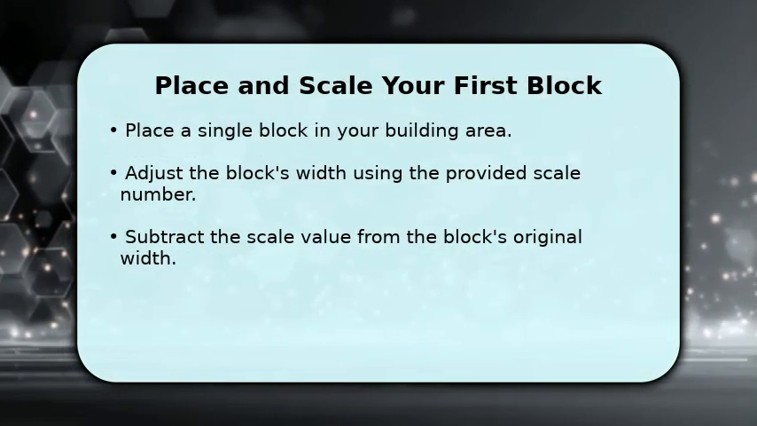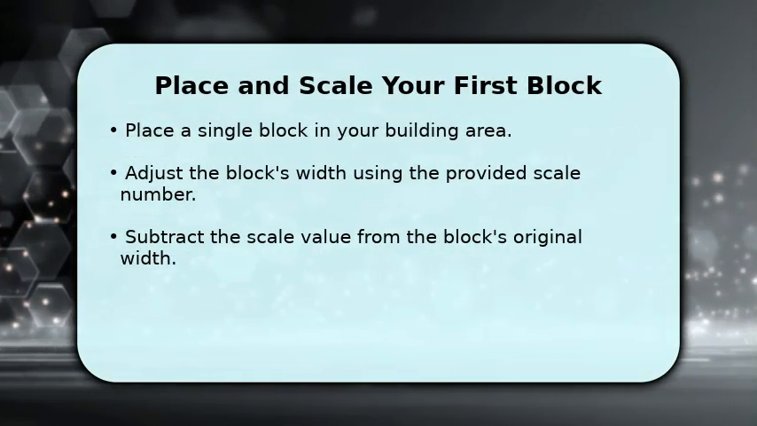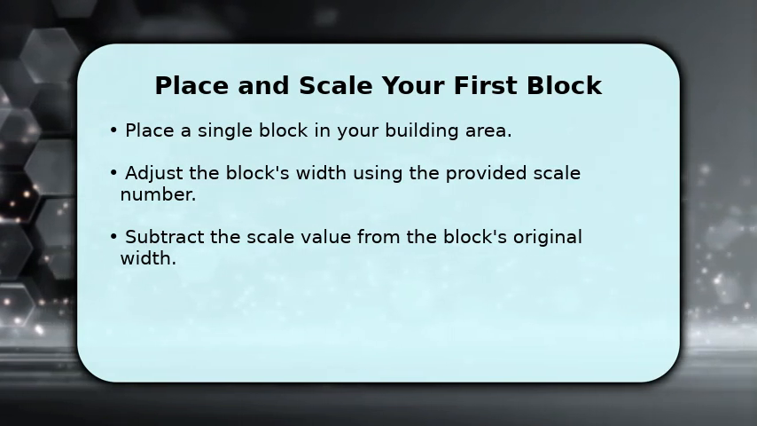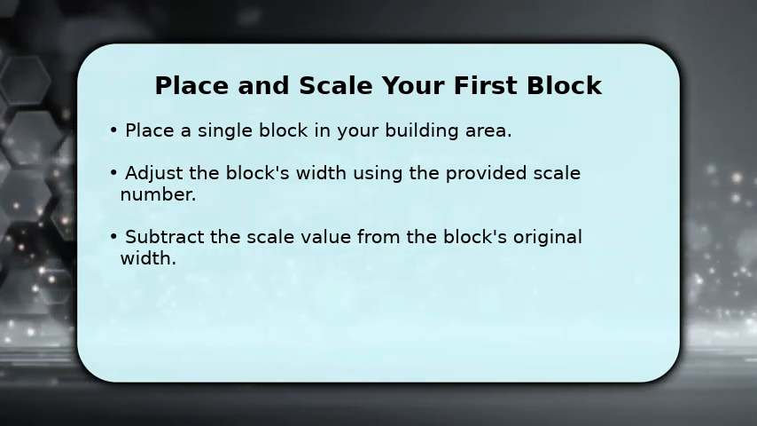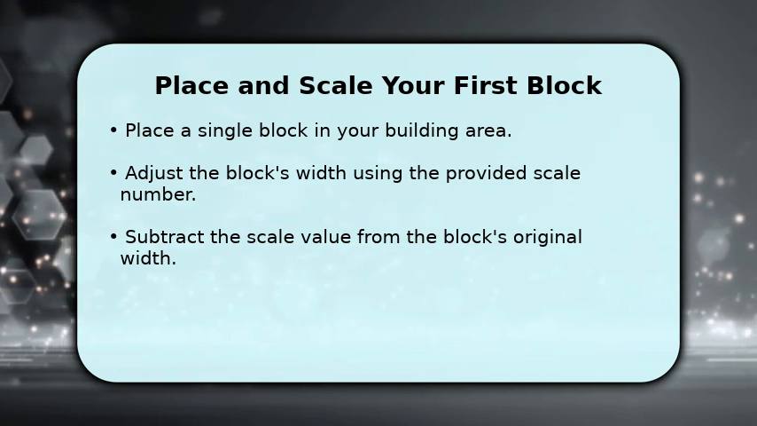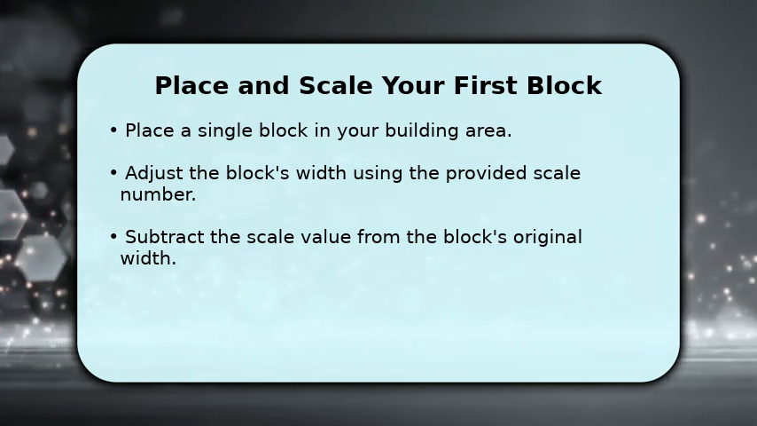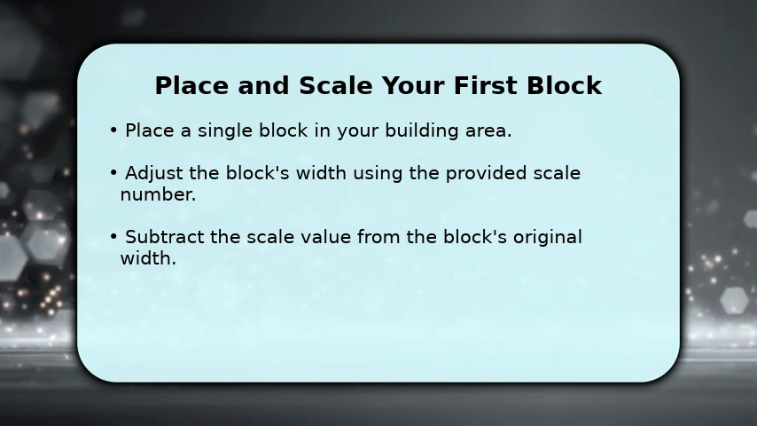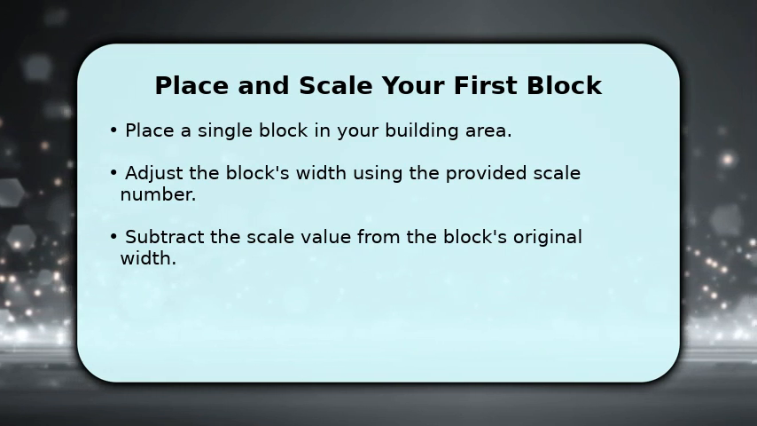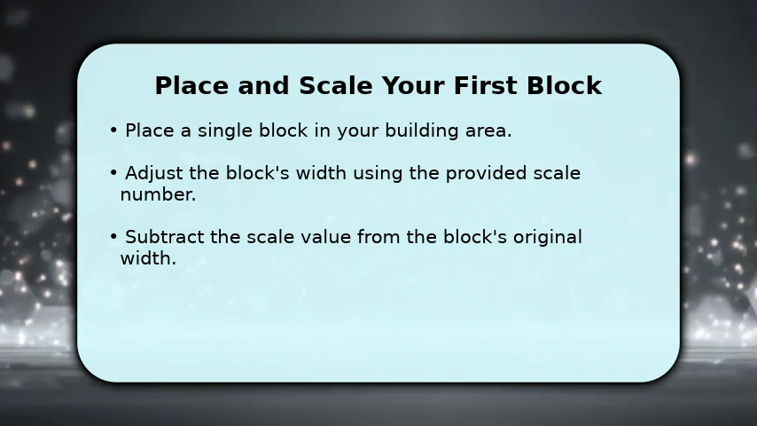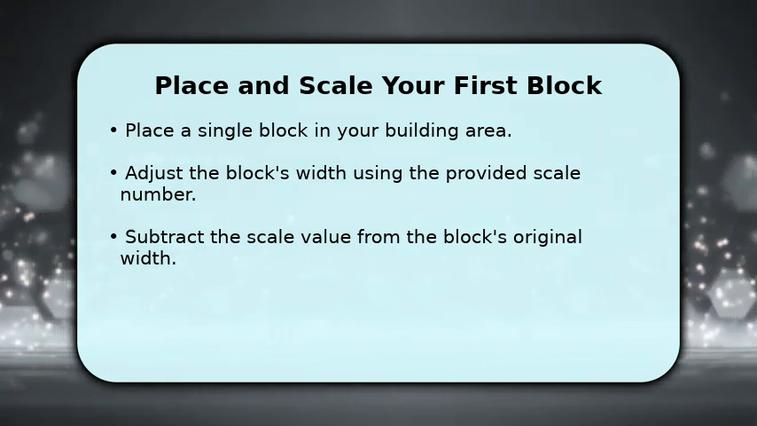Now, in Build a Boat for Treasure, place a single block on your plot. This will be your starting point. Next, use the scale tool to adjust the block's width. Take the scale number provided by the online calculator and subtract it from the block's original width. For instance, if the block is 1 stud wide and the calculator gives 0.04, your new width is 0.96 studs.